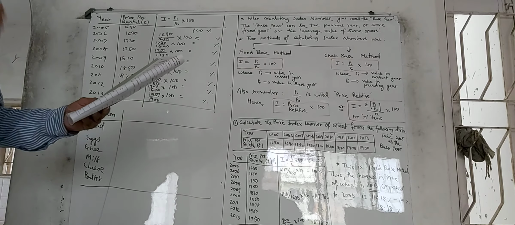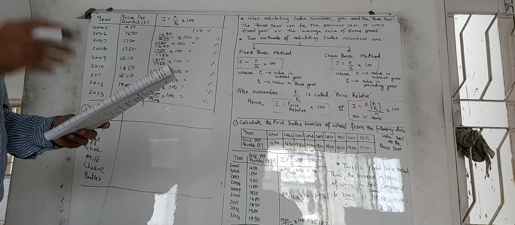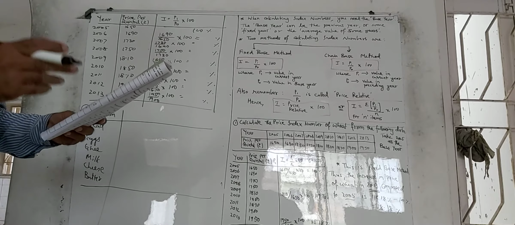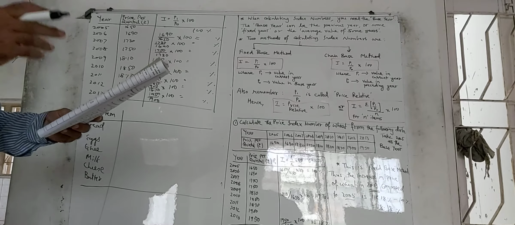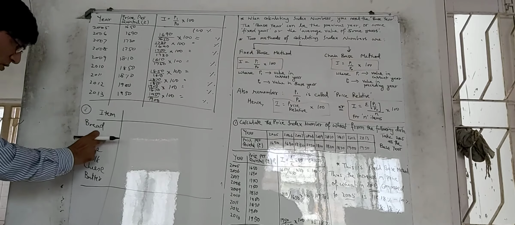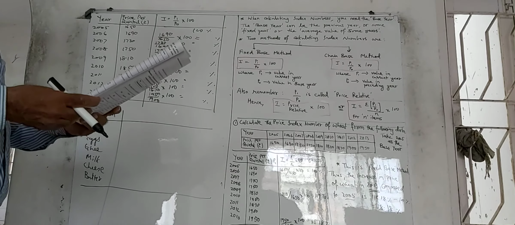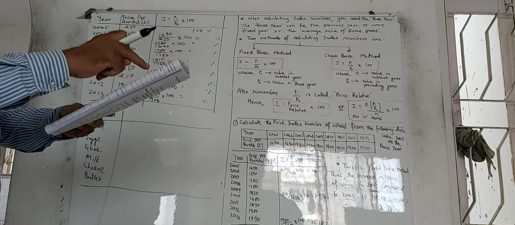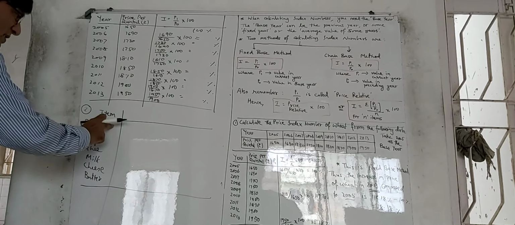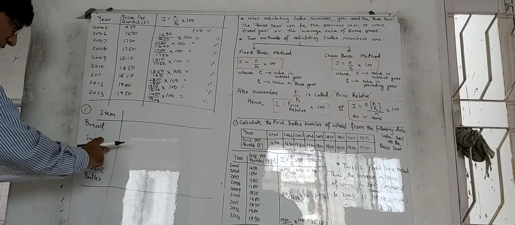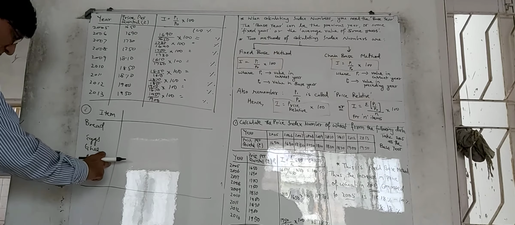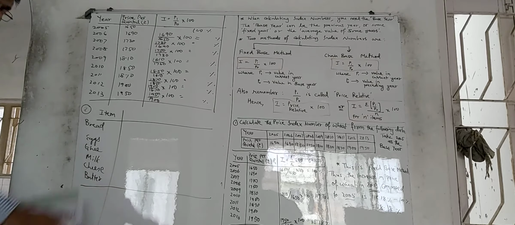Okay, the units are given. This is on page number 8, just in case you have the textbook open. Items are given: bread, eggs, ghee, milk, cheese, and butter. How many items? 1, 2, 3, 4, 5, and 6 items are there. And the units are given: bread is in packets, eggs are in dozens, ghee is in a tin, milk in liters, cheese in kilograms, and butter in kilograms.